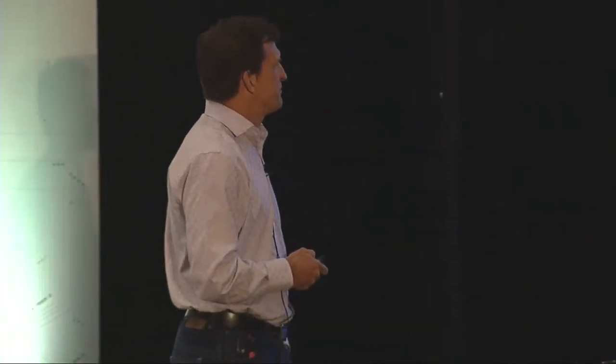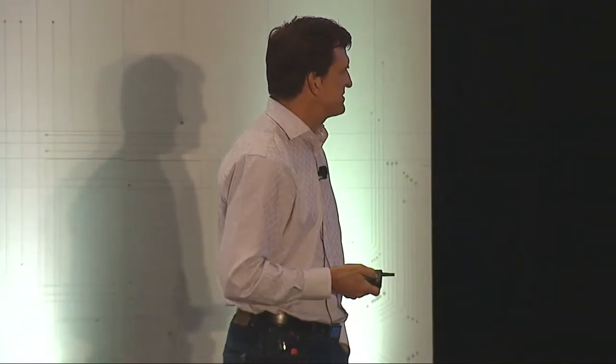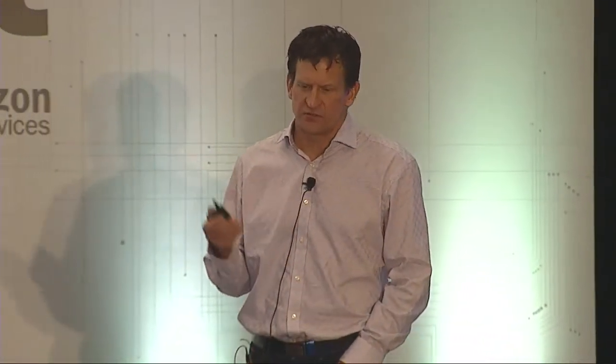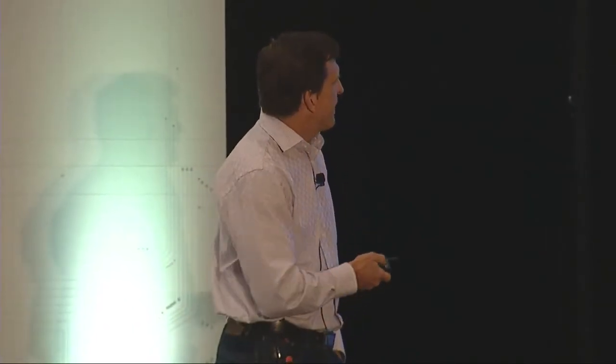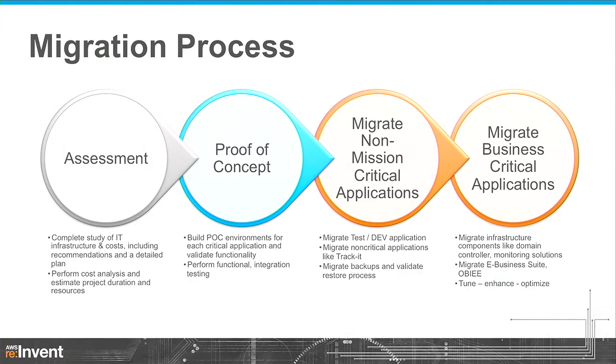So this is what they did. Pretty classic scenario for what we find people doing: obviously, they did an assessment. They worked with a partner that I mentioned earlier, because this was an eBusiness Suite migration as well as a SQL Server, Oracle Business Intelligence suite. So it was a data warehouse. It was using eBusiness Suite as well as SQL Server. And they did an assessment, a proof of concept. They moved non-mission critical apps, test and dev. And then they moved the eBusiness Suite application and OBIEE, which is a business intelligence application, data warehouse, over to AWS.